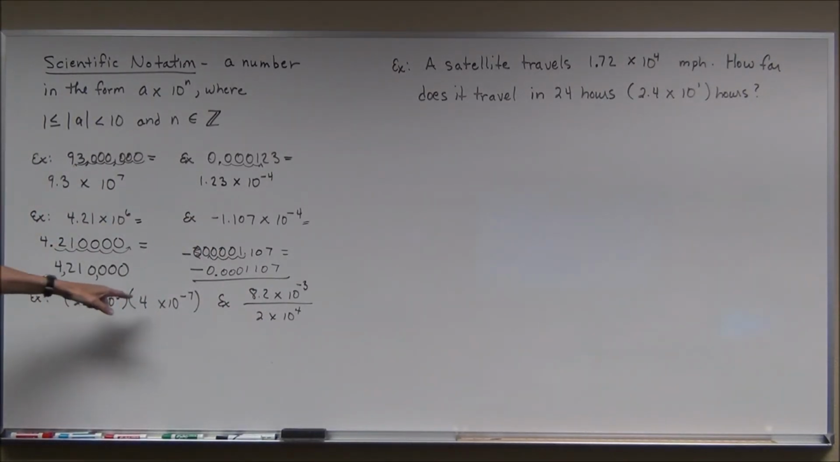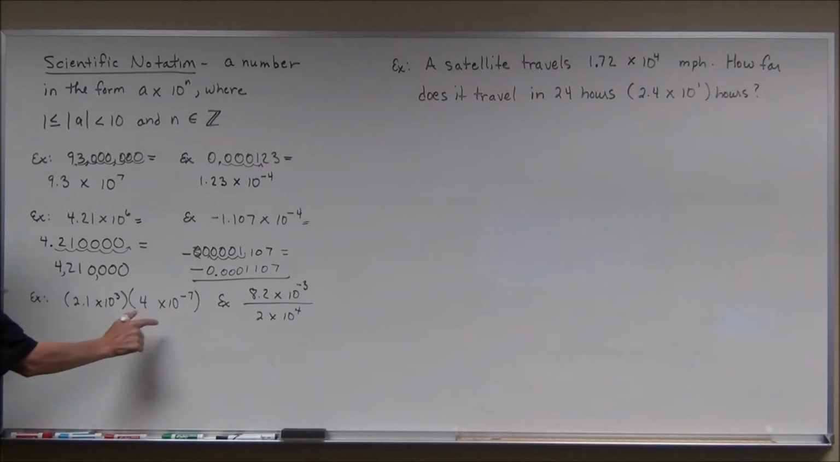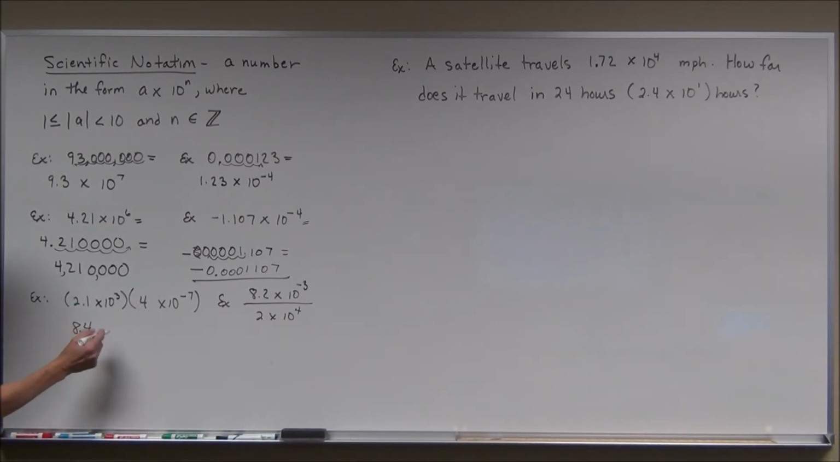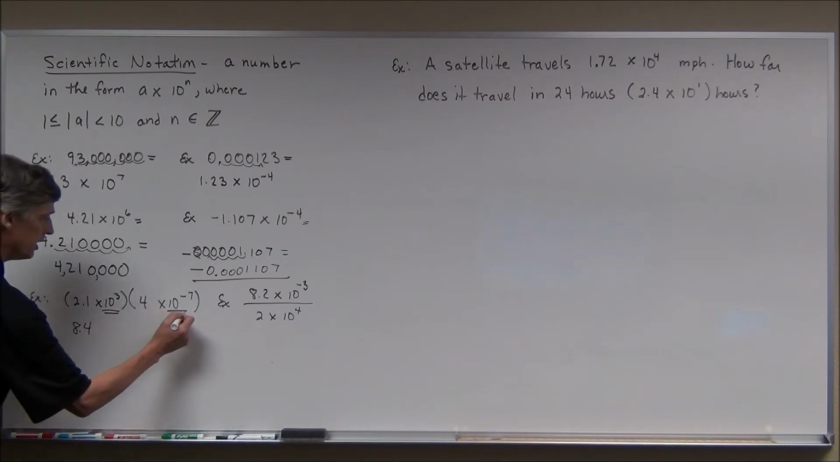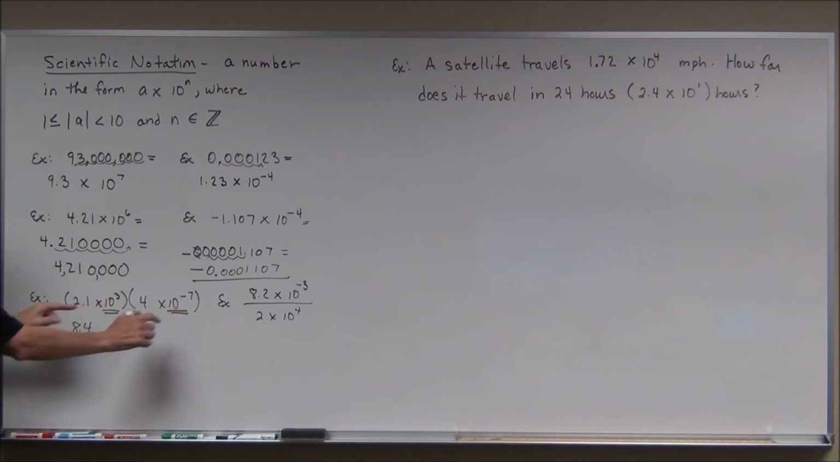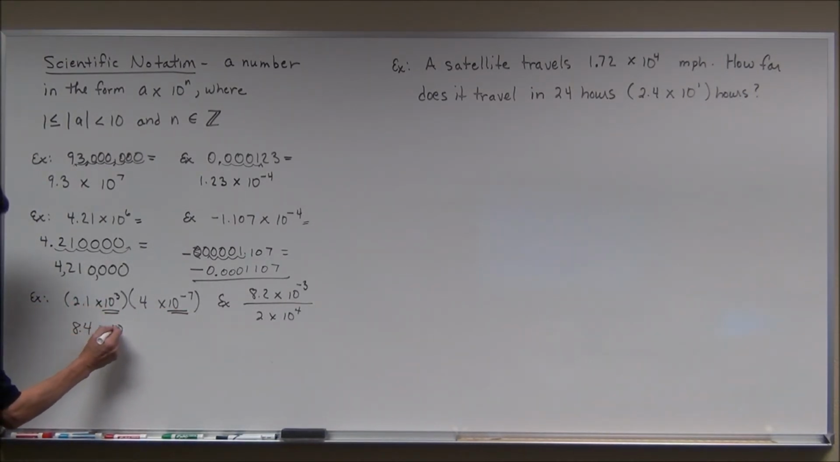Down here I'm multiplying, and I'm going to use my properties of exponents that we just looked at. I'm multiplying 2 numbers that are written in scientific notation. I'm going to start off by multiplying these numbers out in front. 2.1 times 4 is 8.4, and then I'm going to multiply these 2 numbers here by adding their exponents. So this is times 10, positive 3 and a negative 7 is a negative 4.